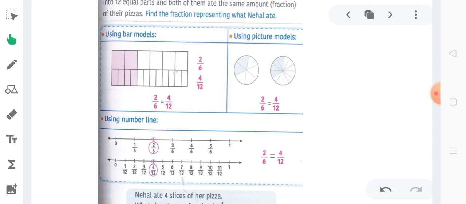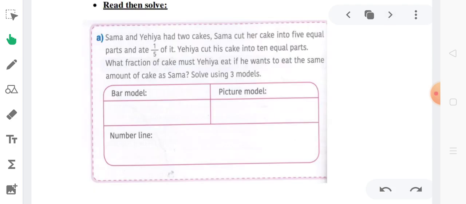Okay, let's solve another problem here. Sama and Yahya had 2 cakes. Sama cut her cake into 5 equal parts and ate 1/5 of it. Yahya cut his cake into 10 equal parts. What fraction of cake must Yahya eat if he wants to eat the same amount of cake as Sama? Solving with 3 models. Okay, I've got bar model, picture model, and number line. Let's see the first one.